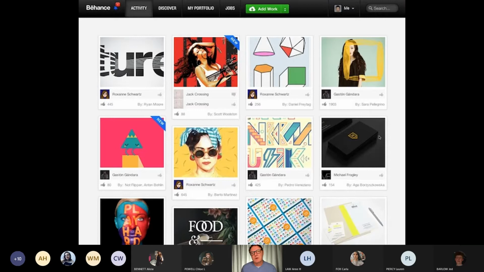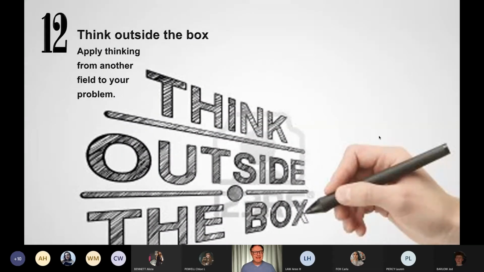Tip number 12, which is that term that we use a lot, but what it means is thinking outside the box, is effectively thinking about the project from a different perspective. So if you say you're a graphic designer, I know that. But what if you approached the project from a 3D designer perspective? That's you thinking outside the box.